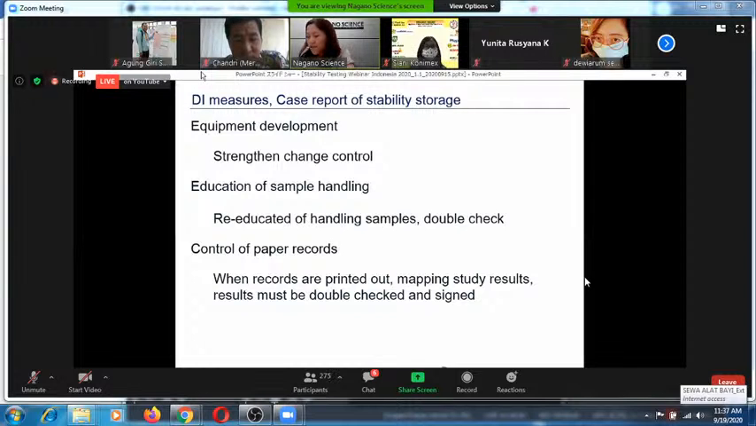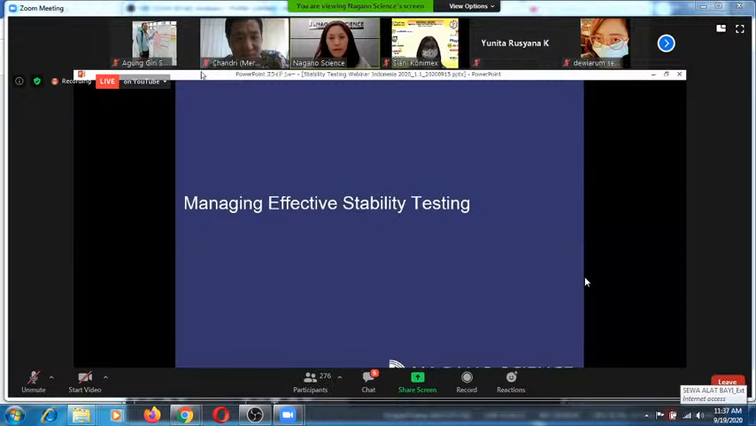Hatta-san. So, selamat sore, Bapak-bapak dan Ibu-ibu. My name is Akiko, in charge of business development in Nagano Science, overseas development. Okay, following up Hatta-san's presentation, I will explain in a more practical way how to do effective stability testing management.